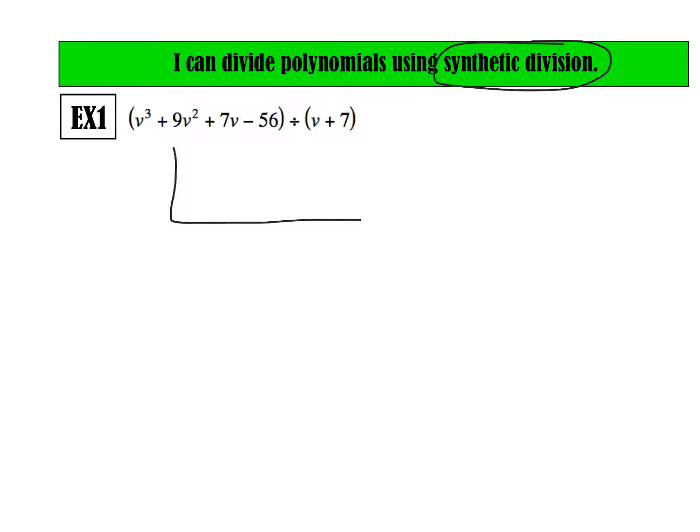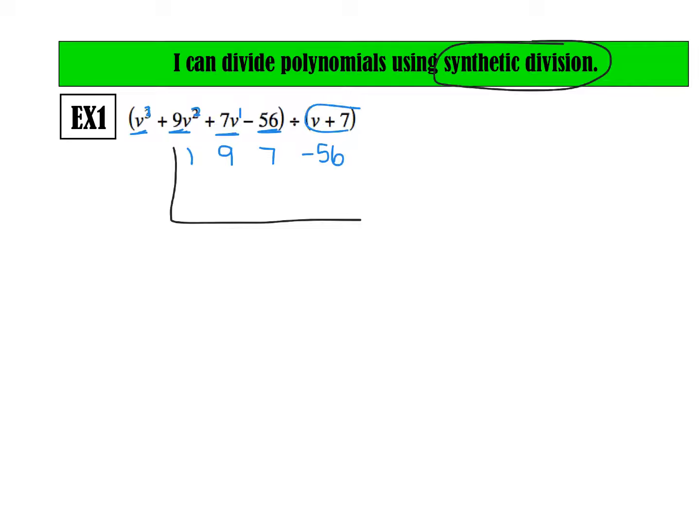And we put the coefficients of whatever's being divided on the inside. So the coefficient of v to the third is 1. The coefficient of 9v squared is 9. The coefficient of 7v is 7, and the coefficient of the constant is just negative 56. And remember, again, if I start with 3, I have to go 2, 1, 0 for my exponents. And so if I don't have any, I have to put a placeholder in.